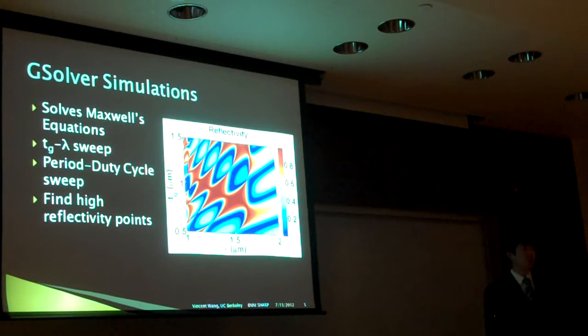Now I'll go into the process that I followed to design my lens. My first step was to do some simulations in GSolver, which solves Maxwell's equations for infinite periodic gratings. Using GSolver, I first conducted a Tg lambda sweep to find a thickness that has a relatively broadband high reflectivity region.